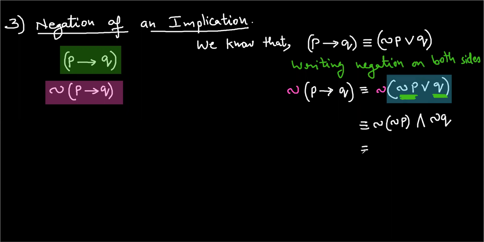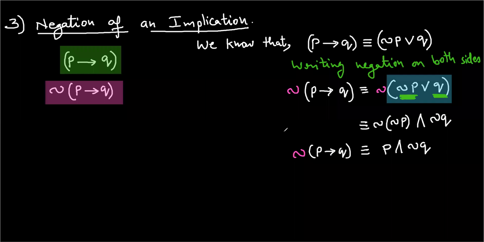Next step. Now you all know students, if I have a negation of a negation, then it will become the original statement. It will be P. Negation of negation gives you the original statement. And here you have and negation Q. So you got P and negation Q. And what is your left hand side? The left hand side is negation of P implies Q.